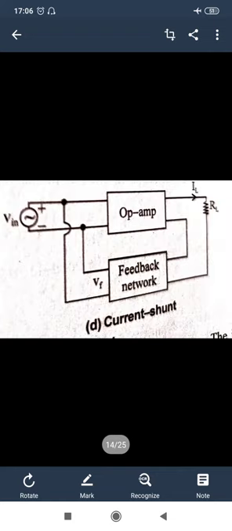And last one is called the current shunt, means we take the output in terms of current and also in parallel with the input source, means shunt way, that is called the mixing shunt way. That is called the current shunt. So these are the four topologies we have used with the op-amp.